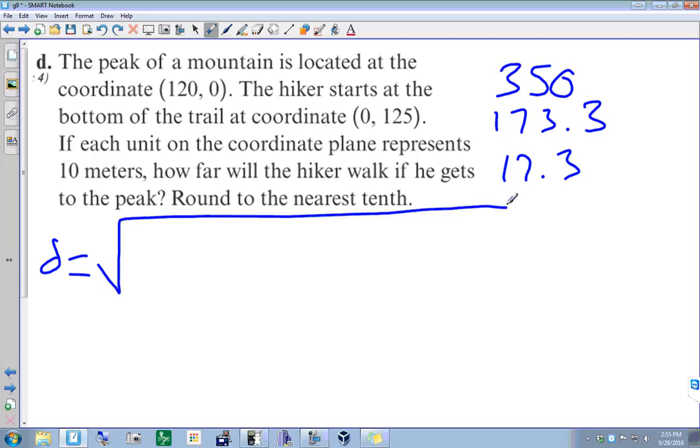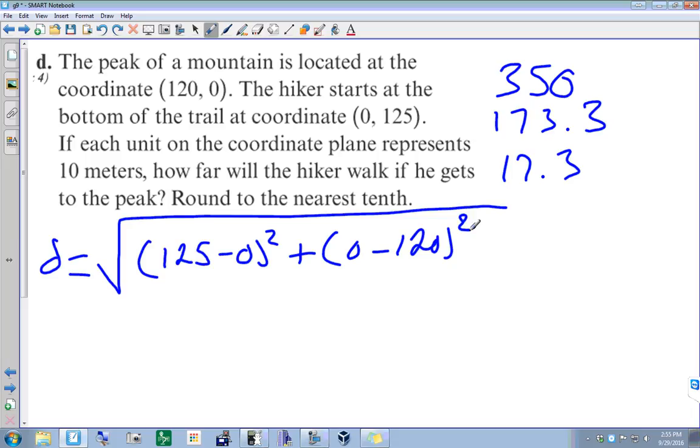Now, 120 and 0, 0 and 125. So are they on a straight line? No, they're not on a horizontal line. They're not on a vertical line. So that means I'm going to have to use 125, sorry, 125 minus 0 squared plus 0 minus 120 squared. Will that work?